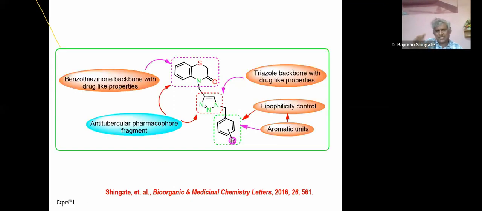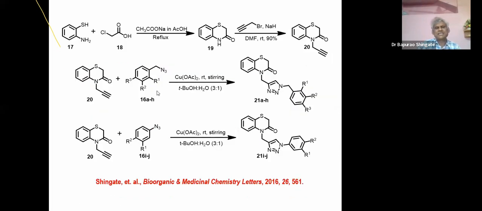In our next attempt, we have changed the backbone, that is a benzothiazolone backbone, having this NH, and we have designed these particular compounds because this benzothiazolone is available in various kinds of drugs, and we know very well how triazole displays various kinds of biological properties. Accordingly, we have synthesized from the commercially available ortho-aminothiophenols, which on reaction with chloroacetic acid followed by reaction with sodium hydride base and propargyl bromide leads to this terminal alkyne having benzothiazolone skeleton.